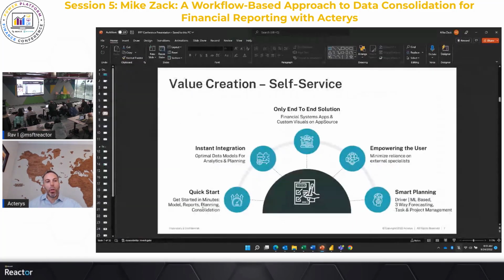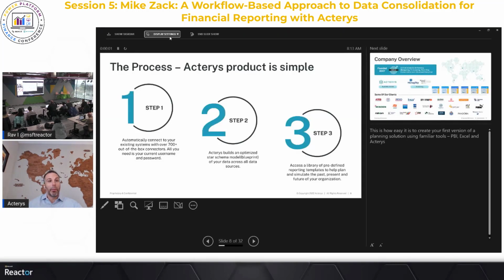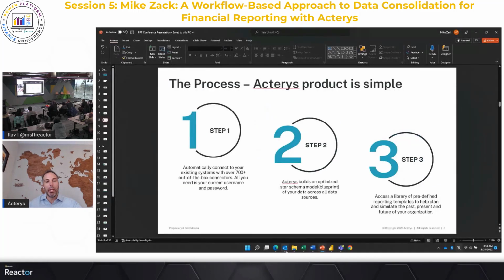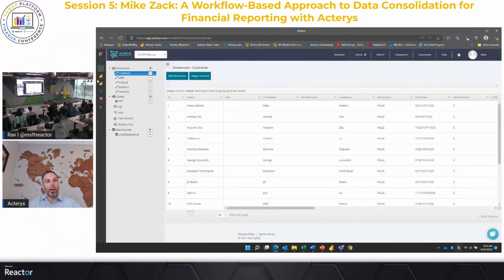So just as a quick recap here, it's as easy as 1, 2, 3, literally. Connecting to all of your different systems, so hundreds of different applications that we can connect into instantly. Step 2 is once we've consolidated that information, building that optimal star schema data model for you automatically within the Acterys cube structure. And also being able to give you access to predefined templates. Now, the templates weren't able to show, but let me just quickly jump back into our example here.